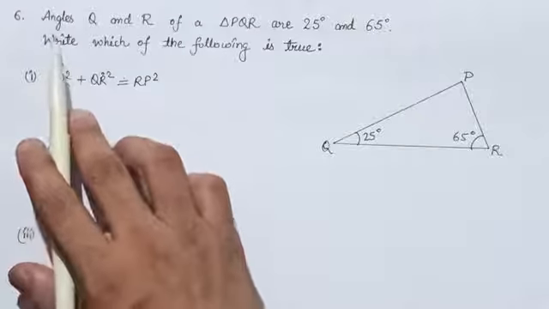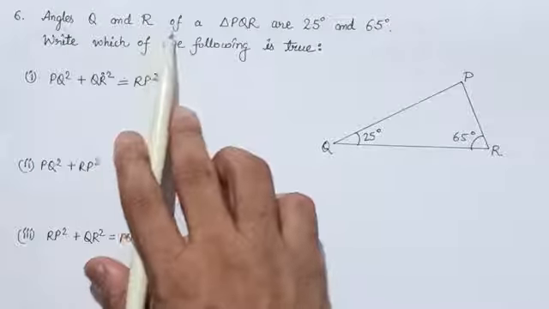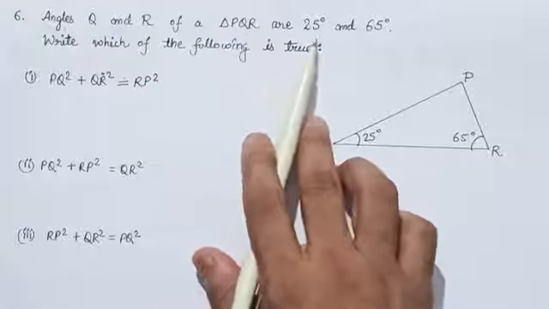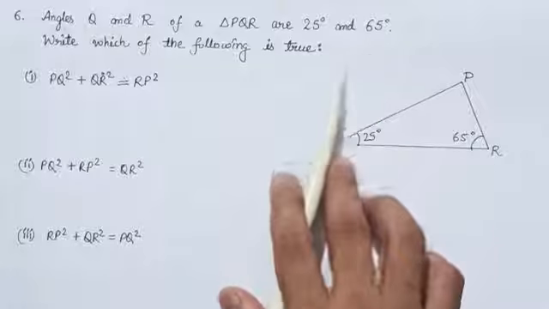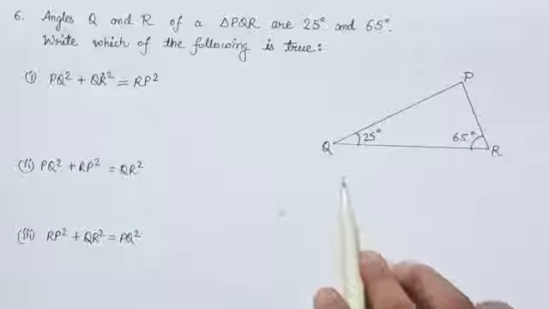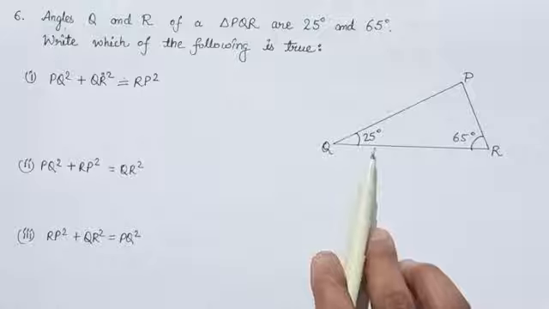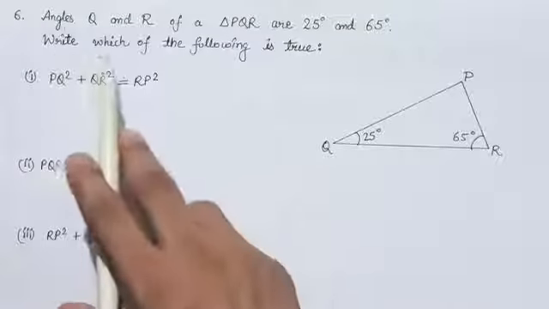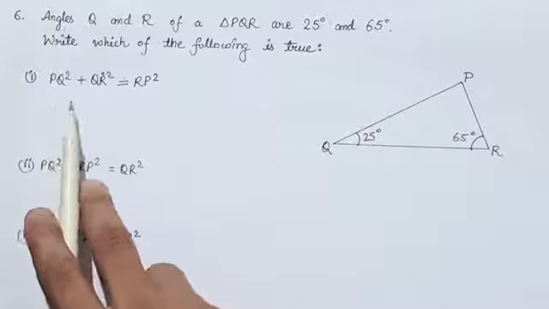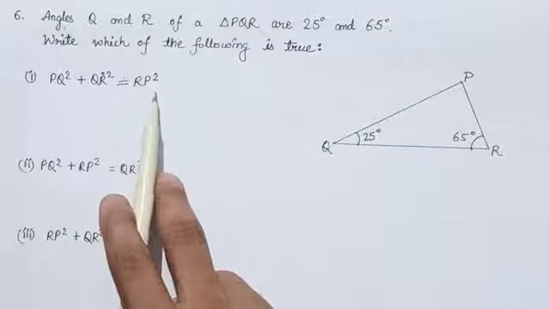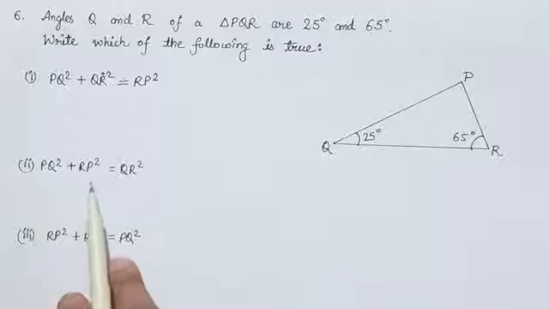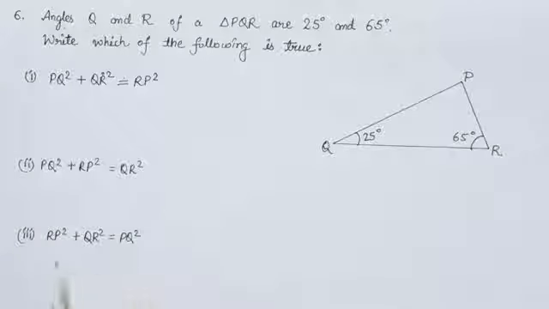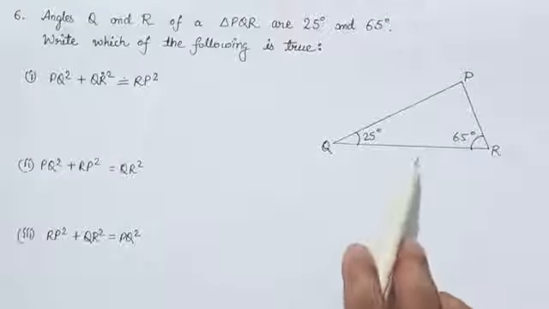The next question: angle Q and R of a triangle PQR are 25 degree and 65 degree. As you can see in this triangle, the measure of angle Q is 25 degree and angle R is 65 degree. Then write which of the following is true. PQ square plus QR square is equal to RP square. PQ square plus RP square is equal to QR square. And third is RP square plus QR square is equal to PQ square.